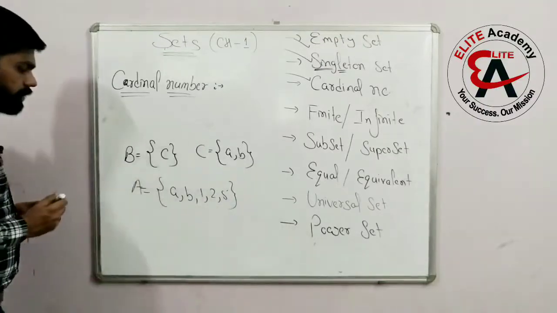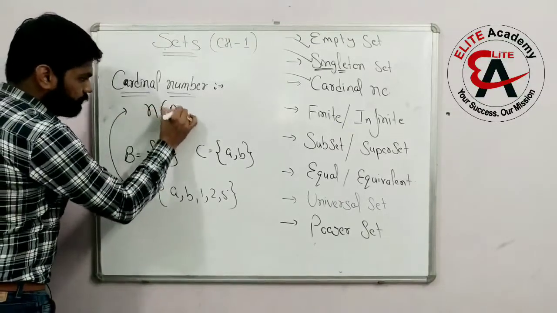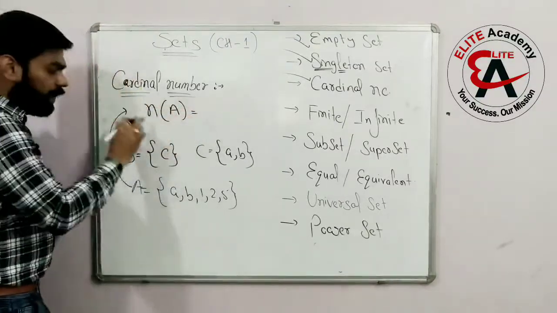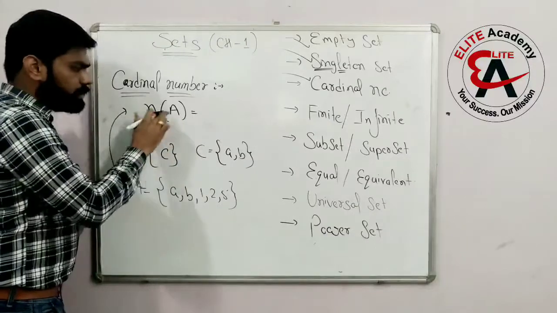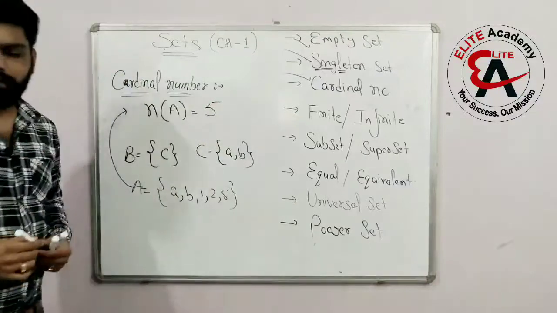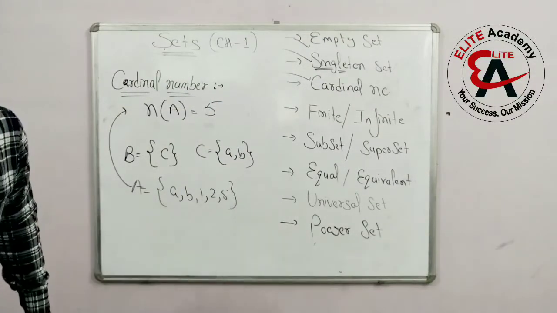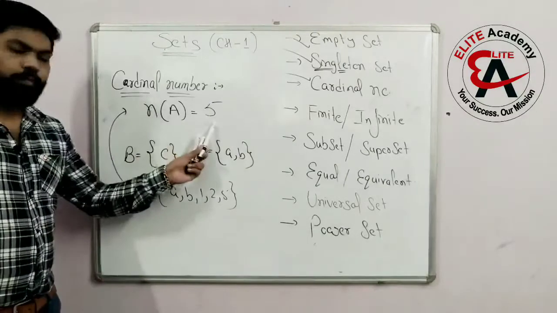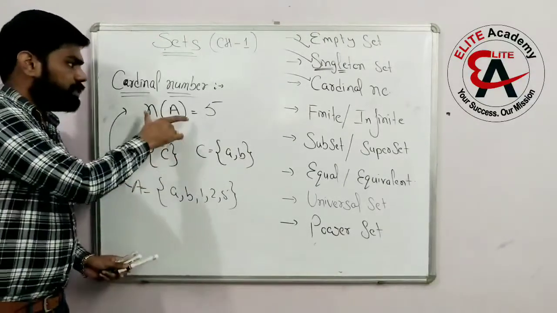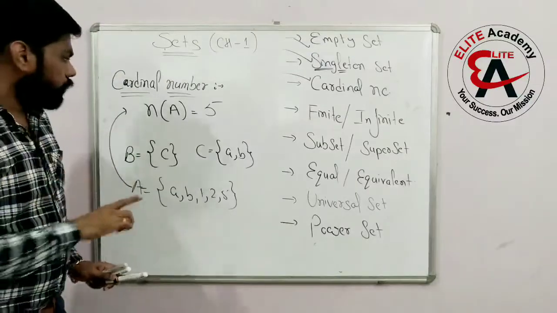And it is represented by, for example, if I want to write the cardinal number of A, I will say n of A. So n of A means the number of elements in A, which is nothing but the cardinal number. So the answer is 5. Sorry, kids. So 5 is the cardinal number of set A. So the representation should be very clear.